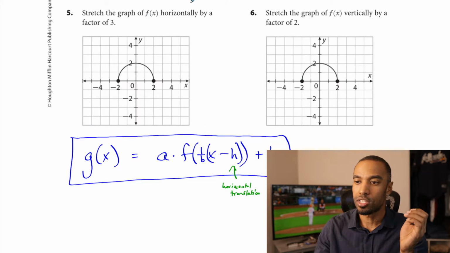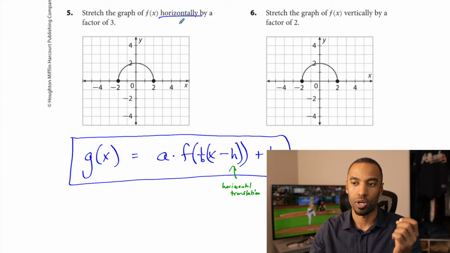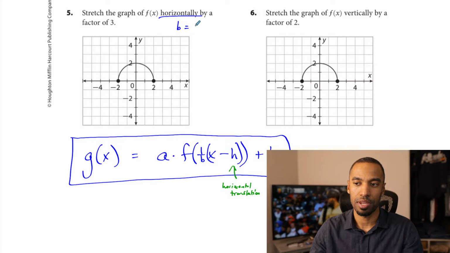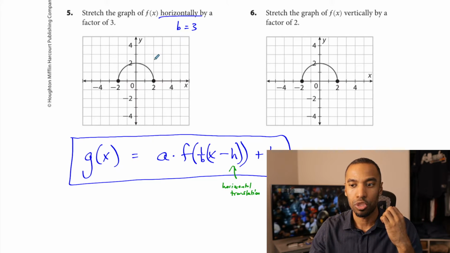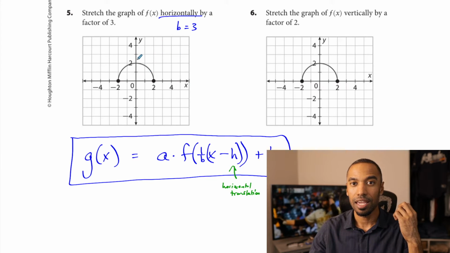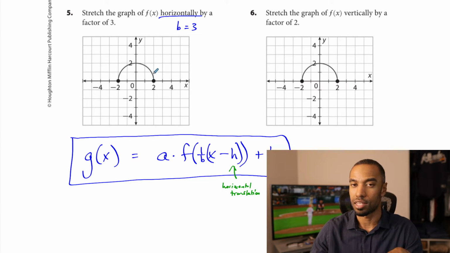Number 5, stretch the graph of f of x horizontally by a factor of 3. Horizontal stretch factors are in reference to b because it is a stretch by a factor of 3. b equaling 3 means we are going to take it and widen it out here. Everything's going to be 3 times larger in x for whatever x values we do have. The y values stay the same.